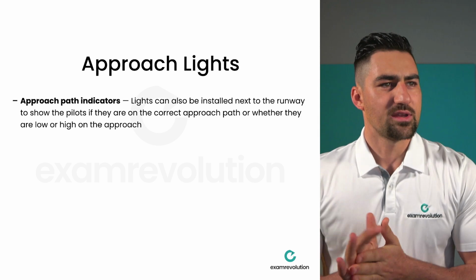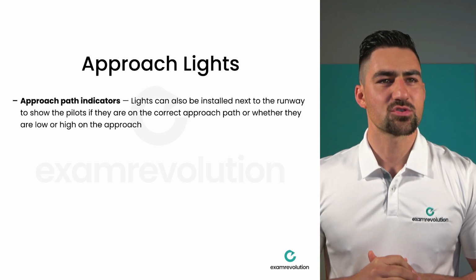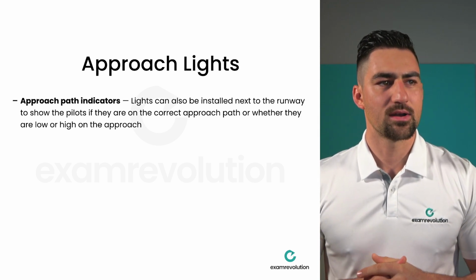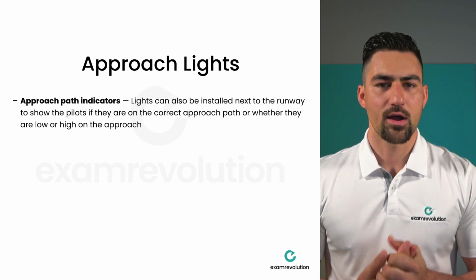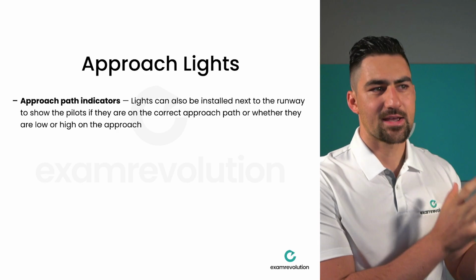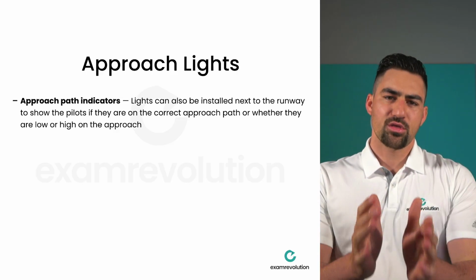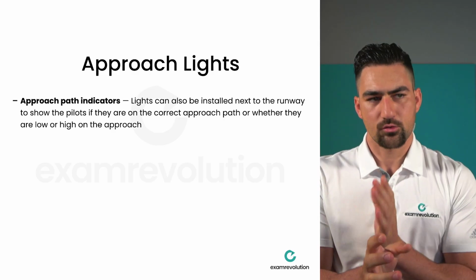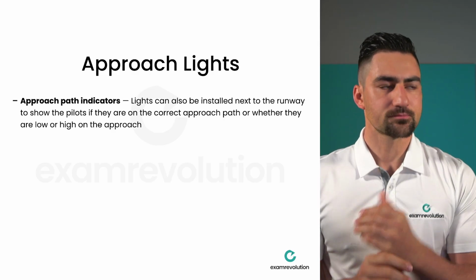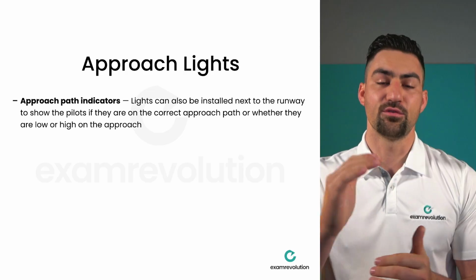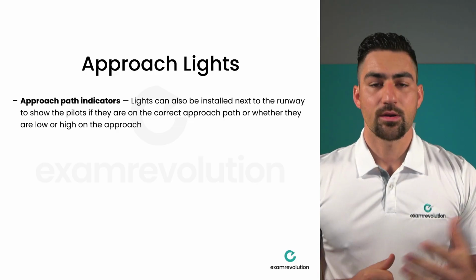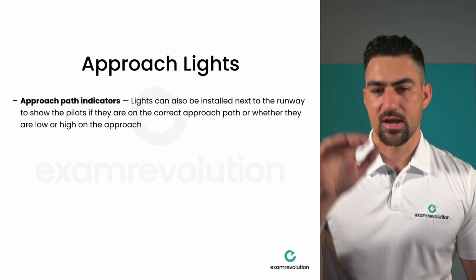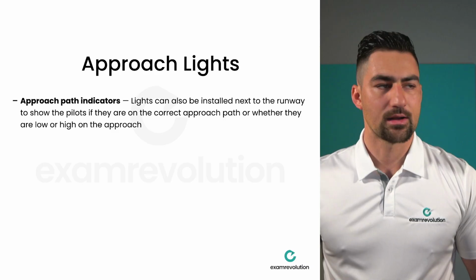Then approach path indicators. Lights can also be installed next to the runway to show the pilots if they are on the correct approach path or whether they are low or high on the approach. So the lights that we just had a look at help us with the approach to line up with the runway and to make sure we know where the runway is. But then obviously we need to make sure that vertically we're on the correct approach or on the correct glide. And that's what approach path indicators do. They actually help us to make sure that we're on the correct glide.